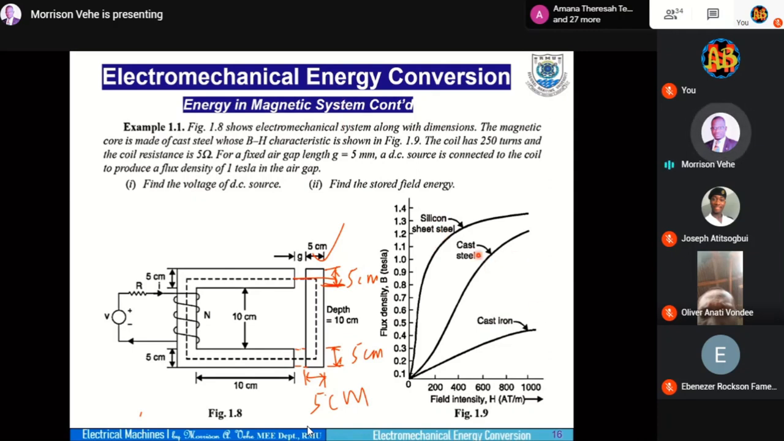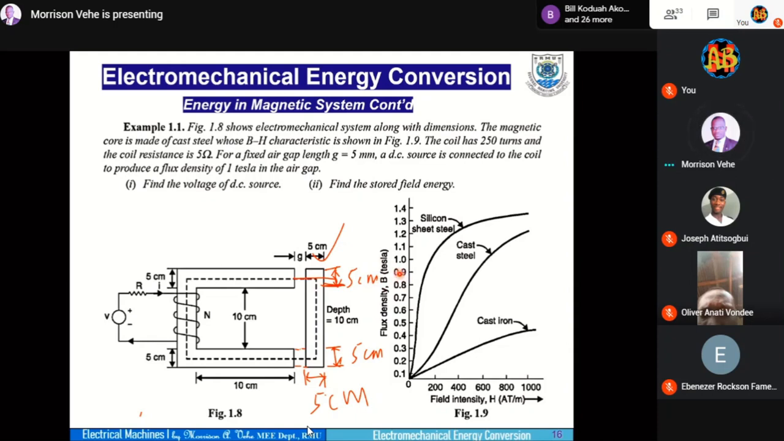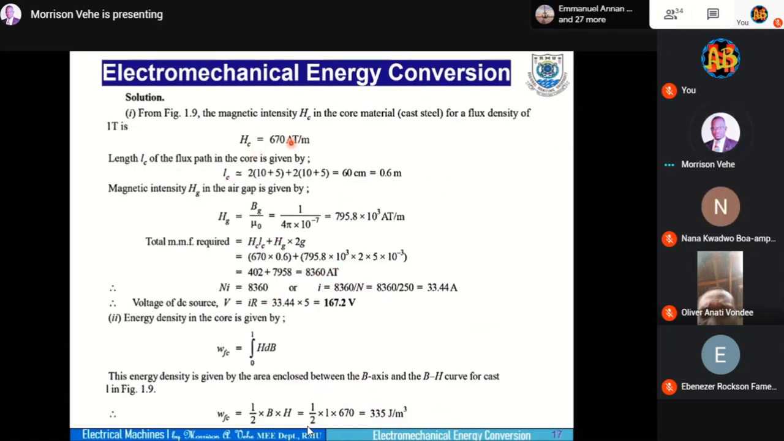Okay, but with our question, we're just focusing on the casting. If you look at this, the flux density for the air gap was given to be 1 Tesla. This is your flux density, measured in Tesla. So you have 1 Tesla here. If you trace it to the B-H curve and trace it down on the field intensity axis, you will record a certain value, which you will need to do your calculation. That is what we are trying to do here.